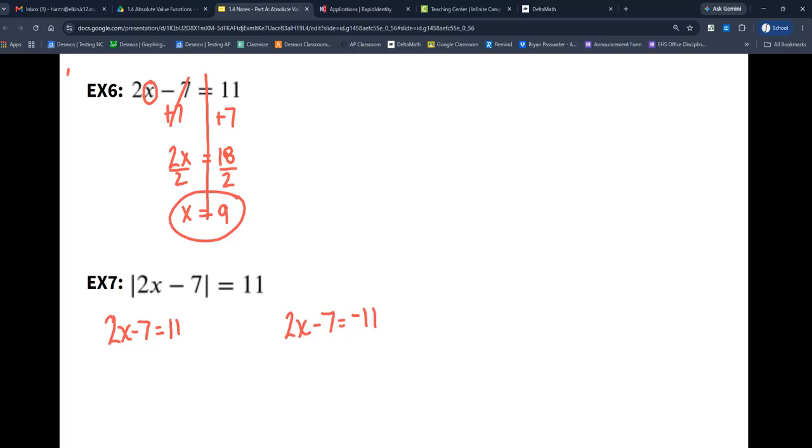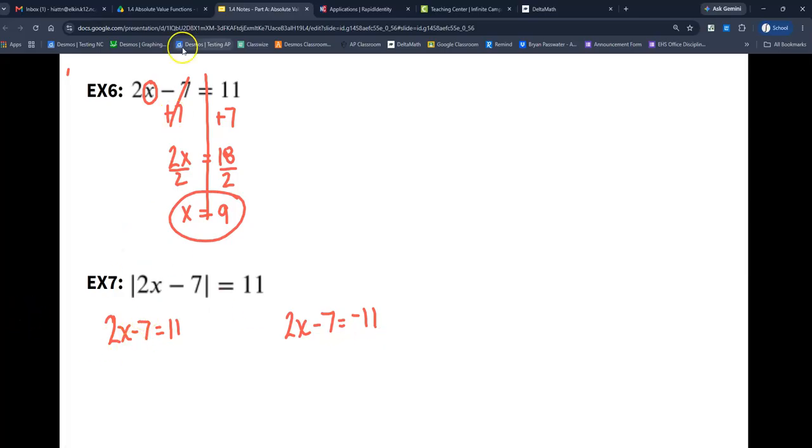So when you're doing an absolute value equation, you want the absolute value bars by themselves first. They are on this problem. And then you just have to write the problem once, like it looked in the beginning, and then again with a negative answer. Notice I did not change anything over here. 2x minus 7 stayed exactly the same, but I changed my 11 to a negative 11.